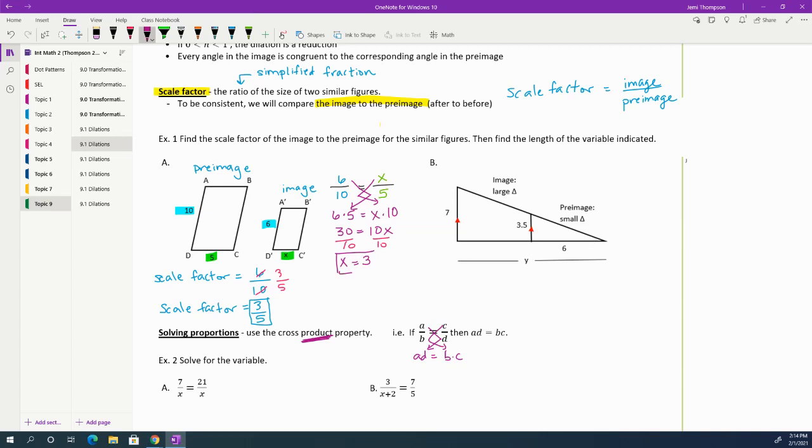Now, x is 3 and scale factor of 3/5. That's not necessarily always going to happen. It's a coincidence in this case. Those are the two pieces of information. Find the scale factor, boom, and find the length of the variable indicated. Got it.